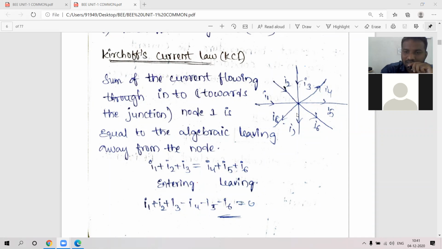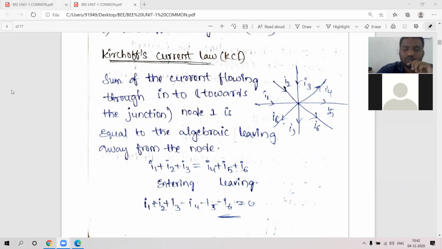Eight elements are indicated, which means a total of eight currents must be there. Whatever currents are entering towards the node are all added up, and whatever currents are leaving are given outside of the equal to symbol. That means all are leaving. Entering current equals leaving current. So clearly we can say that the sum of currents flowing towards the junction is equal to the algebraic sum of currents leaving the junction. Leaving or away are both the same.